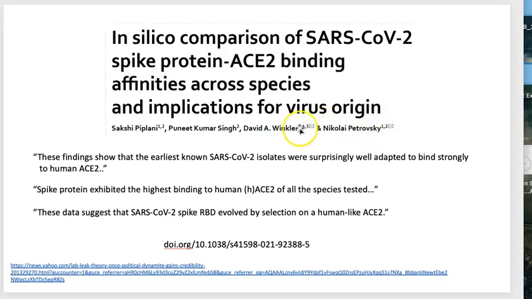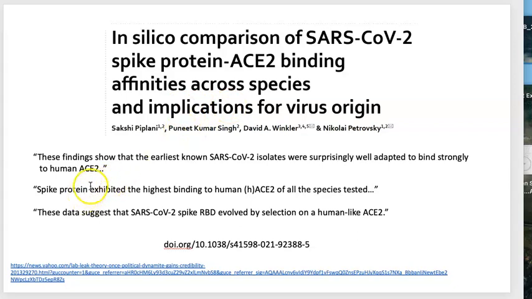Dr. Nikolai Petrovsky is a vaccinologist and a protein biochemist. And his paper, In Silico Comparison of SARS-CoV-2 Spike Protein ACE2 Binding Affinities Across Species and Implication for Virus Origin.